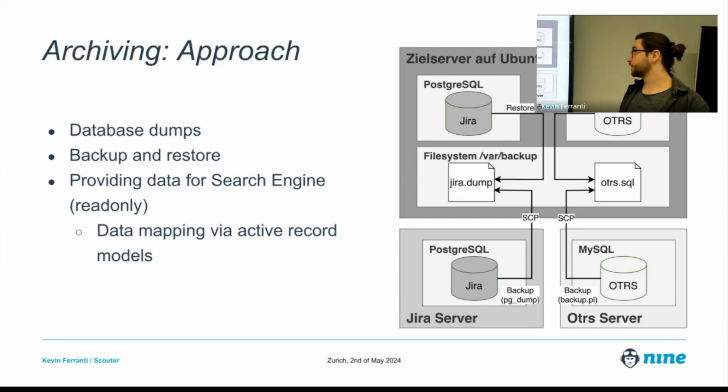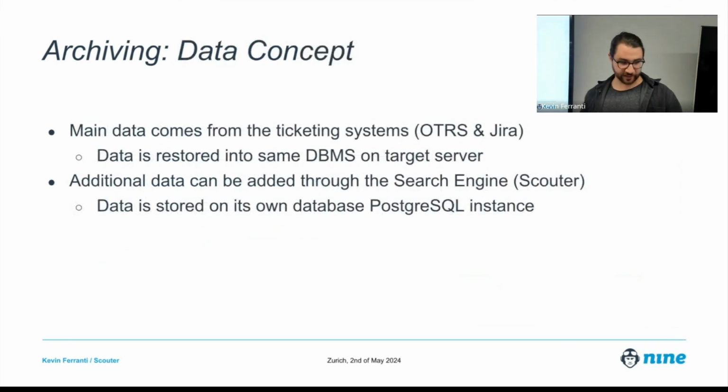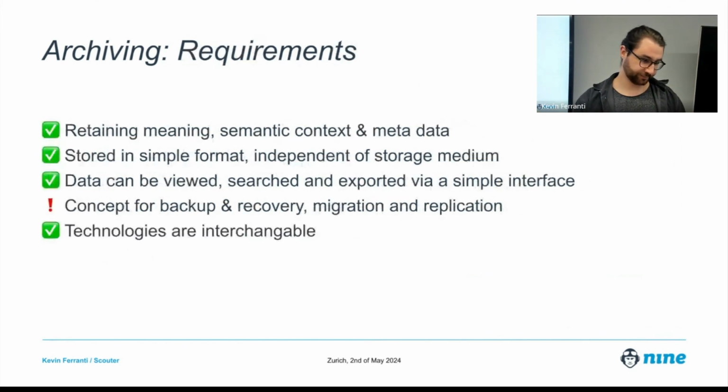And what is very important in the application, the data is only loaded read-only. So the integrity that I mentioned earlier is handled that way. The data concept: the main data from the tickets comes from the ticketing systems, again, I chose OTRS and Jira. The data is stored on the new DBMS systems on the target server. Additional data can be added through Scouter, which is annotations, rankings, and whatnot. That data is stored on the Postgres instance. But the original data for the tickets is not touched, for integrity reasons.